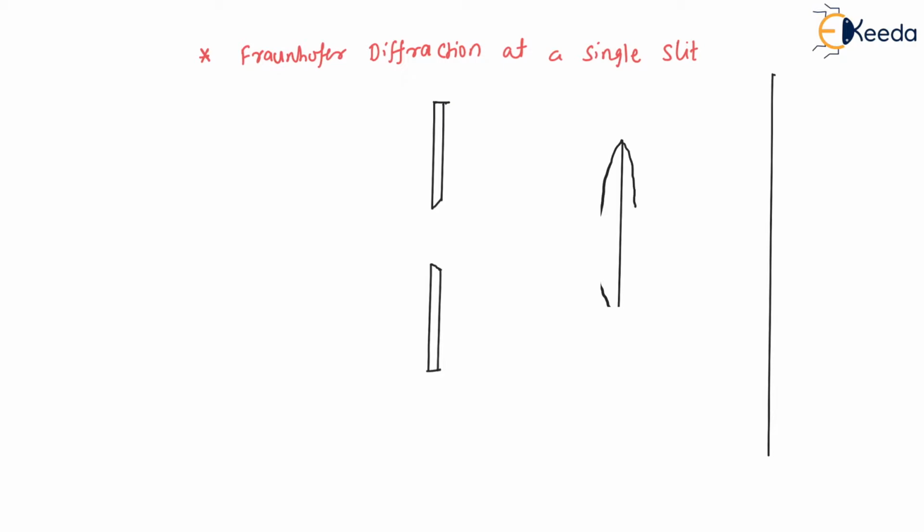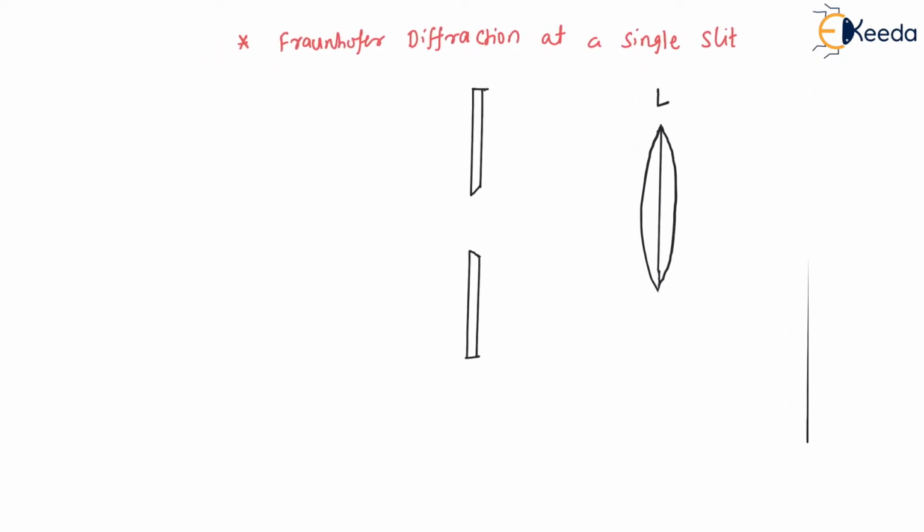This one is the lens. So this is the biconvex lens. So here I'll write L, that is the lens. This is the slit. This one is a slit, a single slit, as there is only one opening.